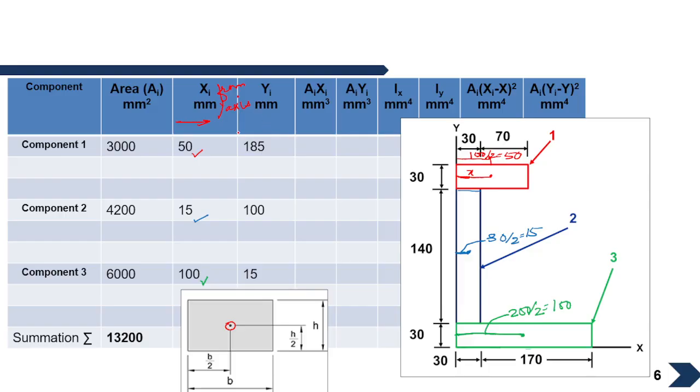Now what is the trick over here for the other axis? We need to measure it vertically, and it should be measured from the x-axis. Let us see how. For the first component, here we'll have the centroid. We need to measure it from the x-axis, from this axis, and vertically.